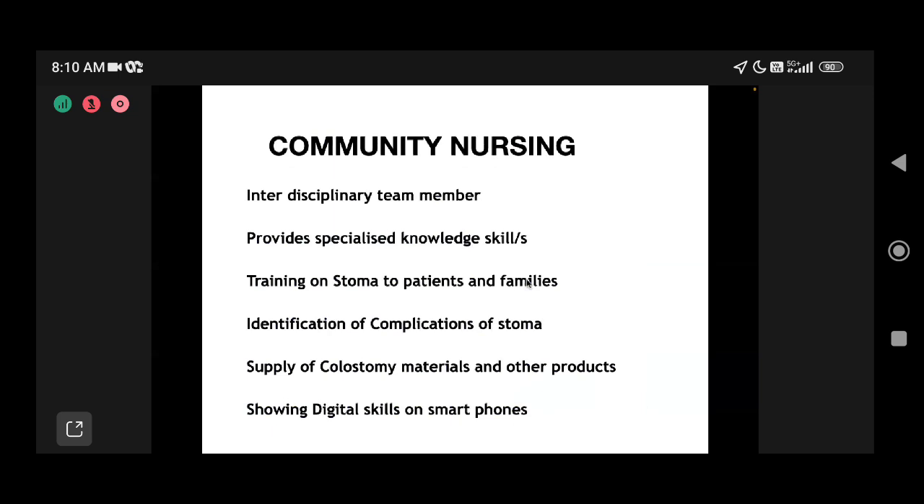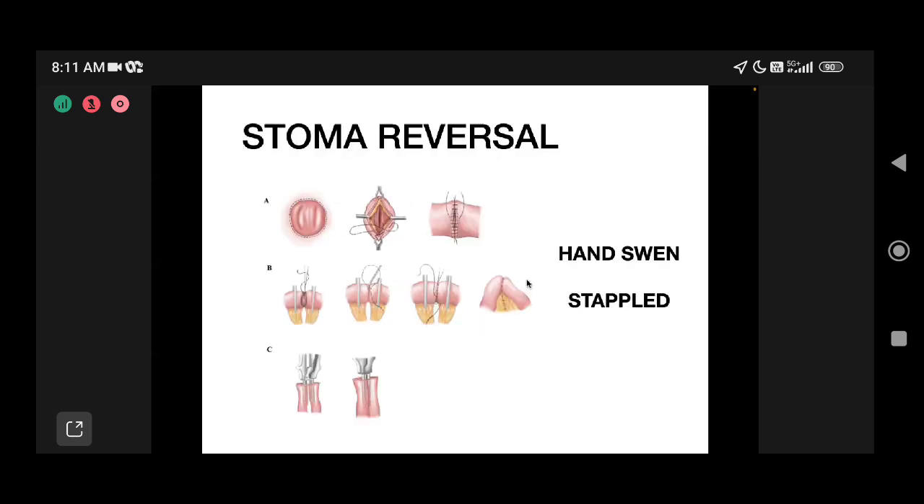Community nursing is a very important entity which is coming up of late. It acts like an interdisciplinary team member, provides specialized knowledge and skills, and training on stoma to patients and family, identification of complications of stoma, supply of ostomy materials and other products, and showing digital skills on a smartphone. So these are all the roles we have defined for community nursing.